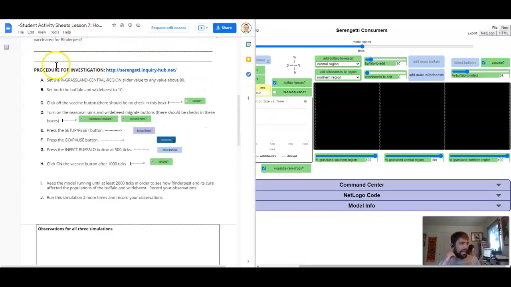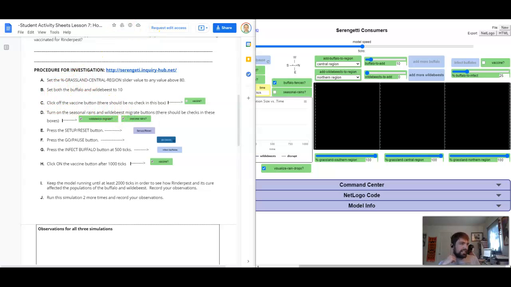Okay, now that you've done that, we'll be on the procedure for the investigation. Go ahead and go to that link. The first thing we're going to do is set the percent of grassland slider to any value above 80% for the central region. So that's this one. If it's at 100, that's good. The next thing is to make sure the vaccine button is not pressed. Right now I have the vaccine on, so I'm going to go ahead and turn that off. Okay, so that's step B.